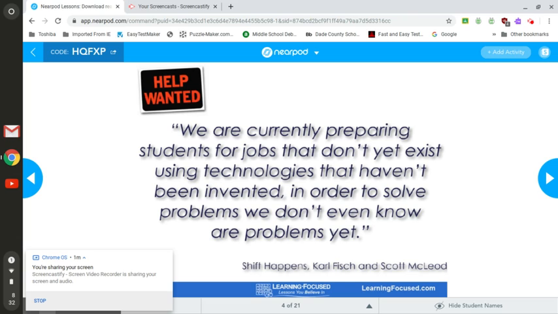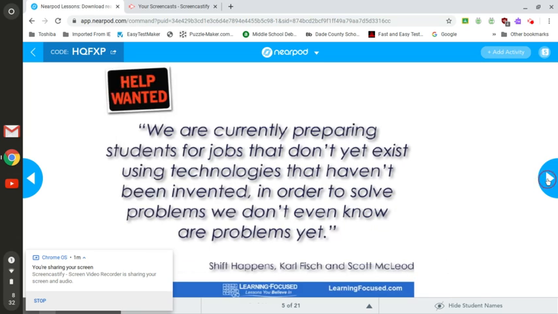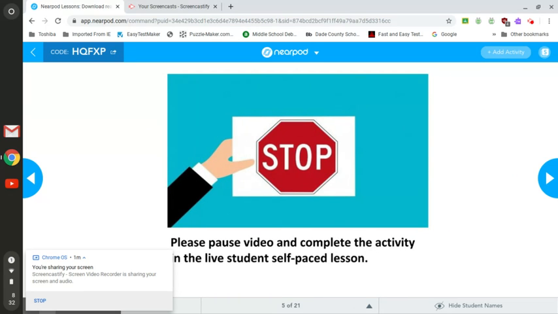Here's where we are in the world today. You can read this quote. We're currently preparing students for jobs that don't yet exist, using technologies that haven't been invented in order to solve problems we don't even know are problems yet. What kind of skills do you think our kids need to be able to have to prepare for these kinds of jobs?